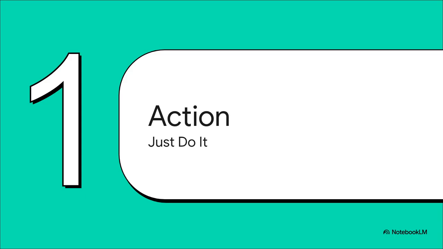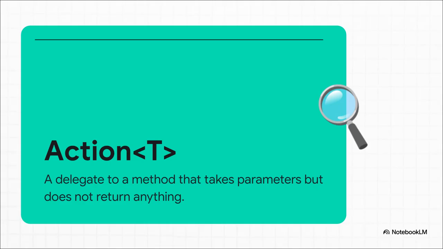Okay, so first up is Action. I like to call this one the doer. Why? Because its entire purpose in life is to just, well, do something. It performs a task and it doesn't need anything back. So the most important thing to remember here is that an Action is a one-way street. You give it some information and it goes off and does a job. Maybe it writes a log message or updates something on the screen or saves a file. And then it's done. It doesn't report back. It's a true fire and forget command.